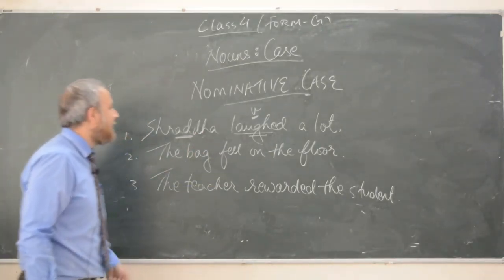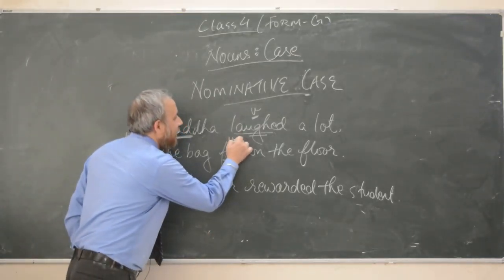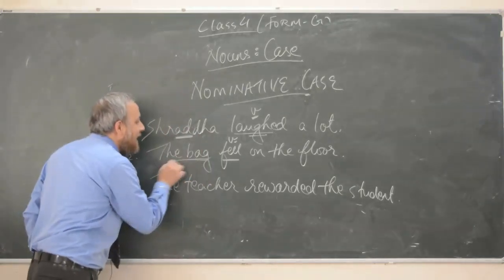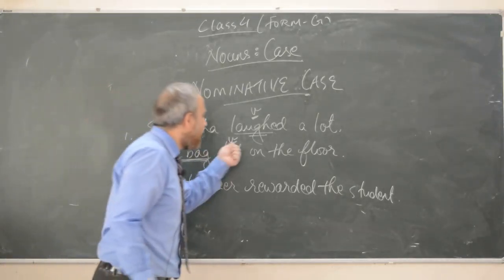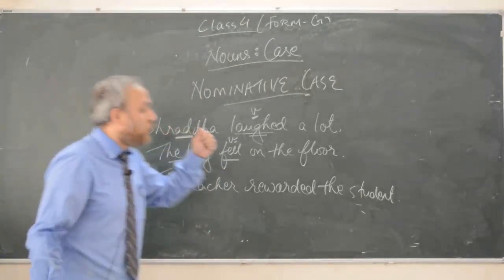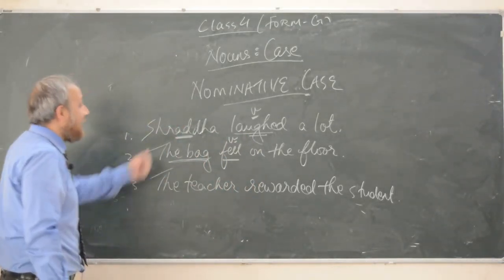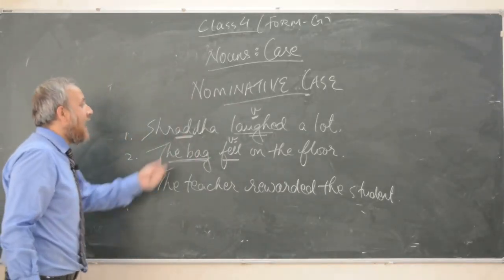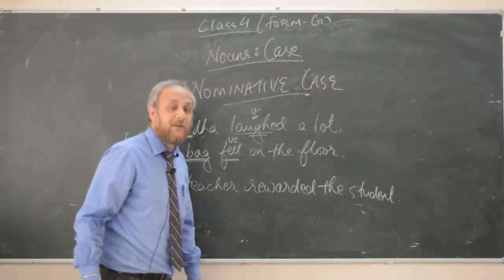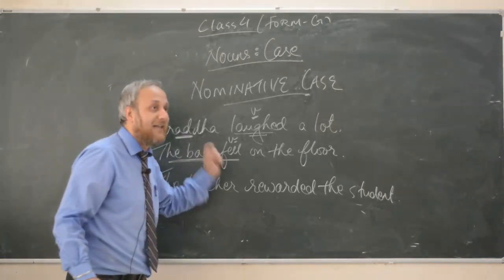Likewise, if you look at the second sentence, the bag fell on the floor. Which is the verb? The verb is fell. So what fell? The bag fell on the floor. So the bag is the subject of the verb fell, so the bag is in the nominative case. It's used in the subject position, and the relationship that this particular noun has with the verb is that it is the subject of the verb. That is its case, that is its relationship.